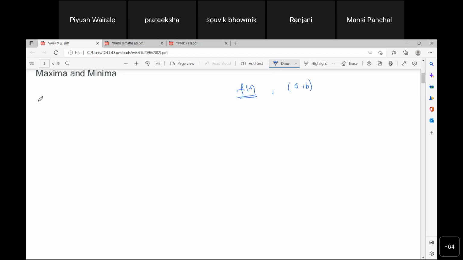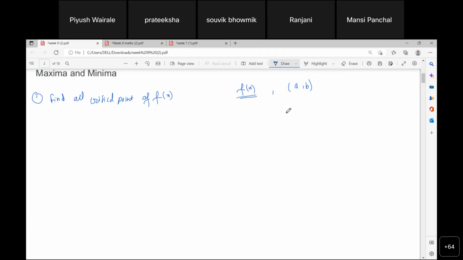So there are two different steps. At first we have to find the critical points, that is, find all critical points of f of x. So what is a critical point? Anyone? The point where the function attains a maximum or a minimum.